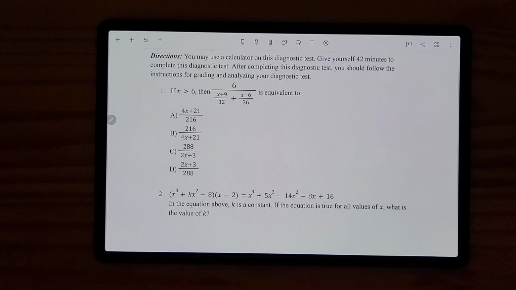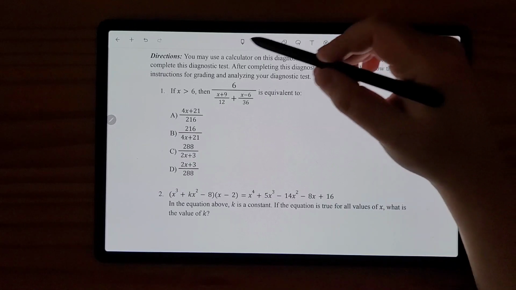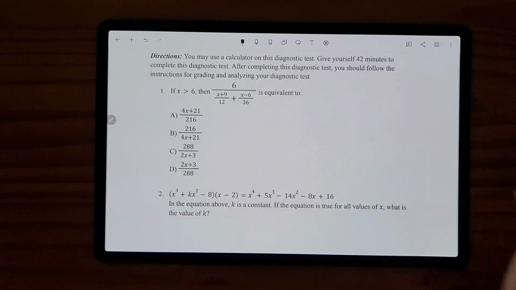But for now, if you have this resource, I recommend that you pause, do all of the questions by yourself, and then skip to when I am analyzing the diagnostic and showing you how to score it to know what chapters to do. So let's get started with number 1 right here. Remember, you can use the calculator the entire time, just so you know.